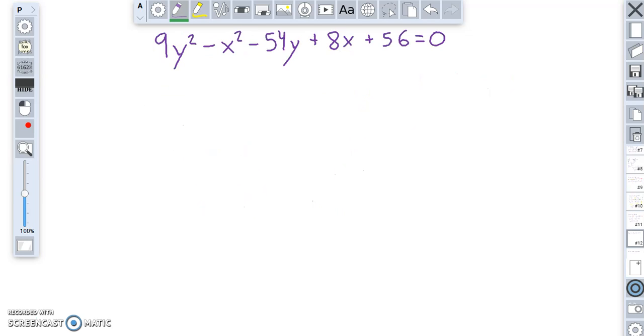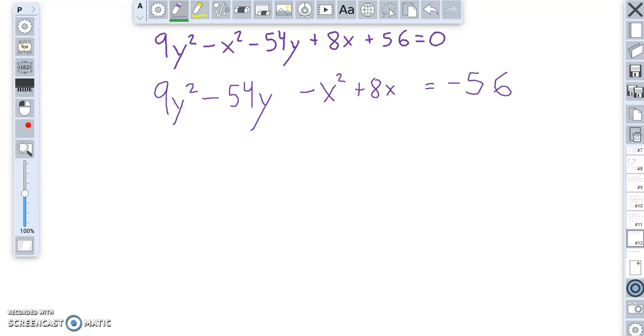Next. Group together the y's, group together the x's. 9y squared minus 54y minus x squared plus 8x equals 56. What is that, 56? It thinks it belongs on the left side. It thinks it's, oh, pathetic.